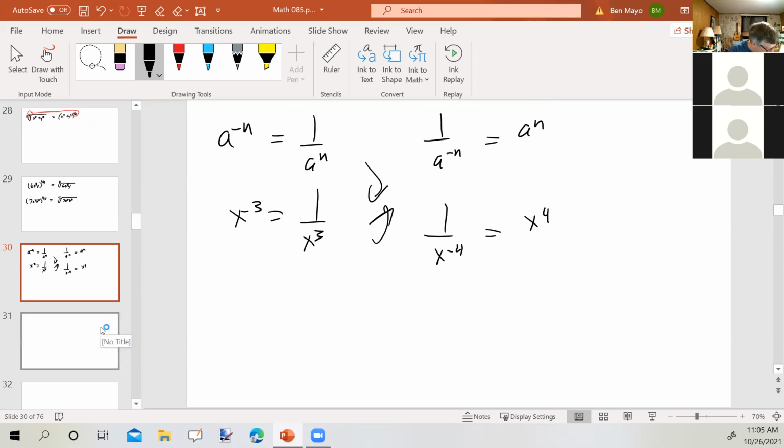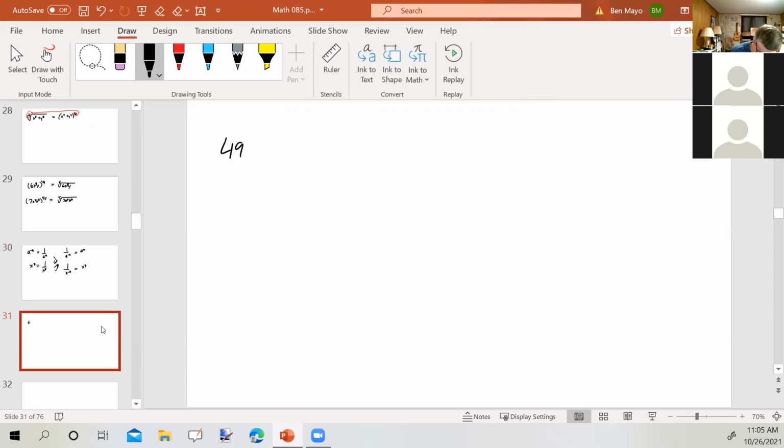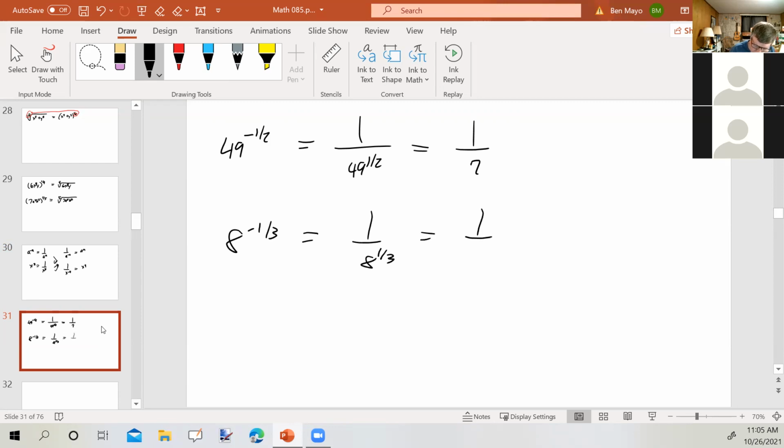Okay, so now 49 to the -1/2 power would be 1 over 49 to the 1/2 power, which is 1 over, well, what's the square root of 49? 7. Okay. 8 to the negative 1/3 power would be 1 over 8 to the positive 1/3 power, which is 1 over the cube root of 8, which is 2.